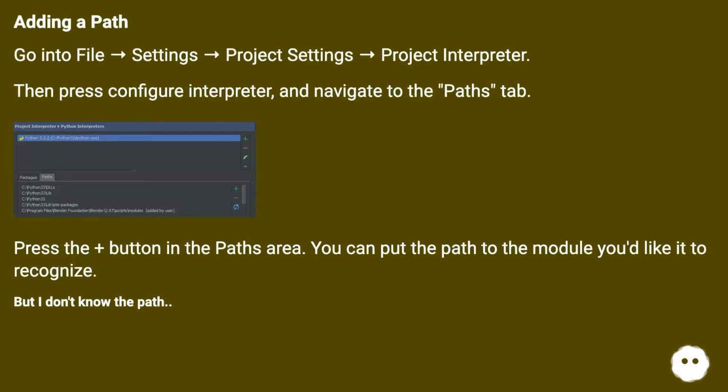Also, adding a path. Go into File, Settings, Project Interpreter. Then press Configure Interpreter, and navigate to the Paths tab. Press the plus button in the Paths area. You can put the path to the module you'd like it to recognize. But I don't know the path.